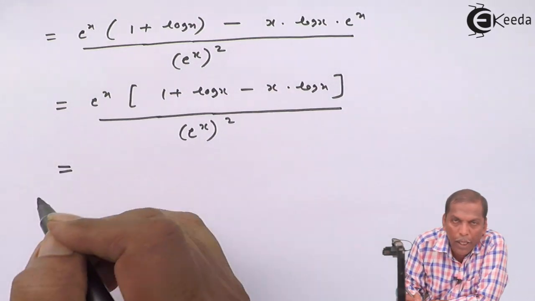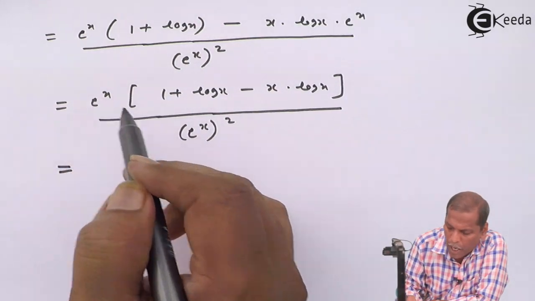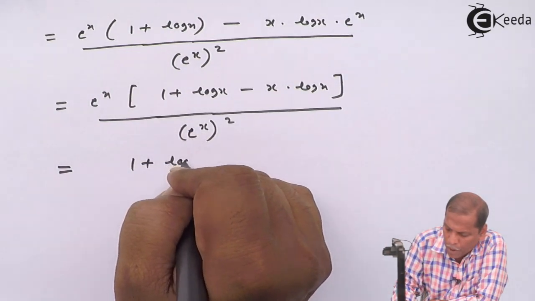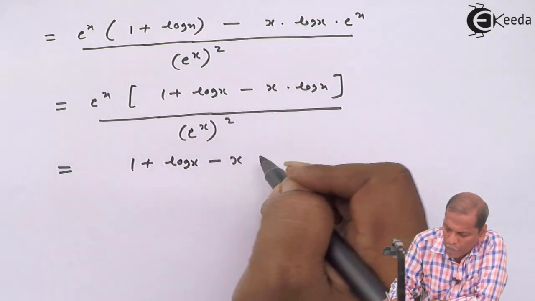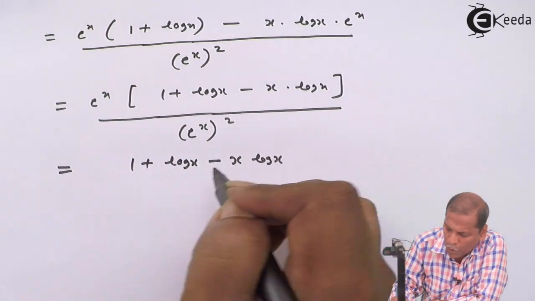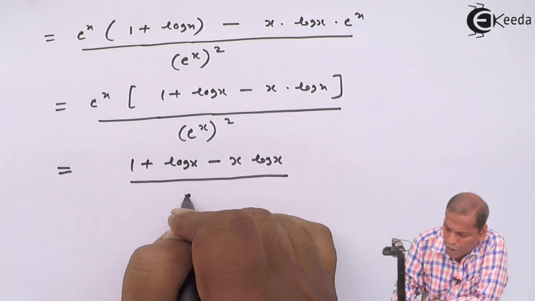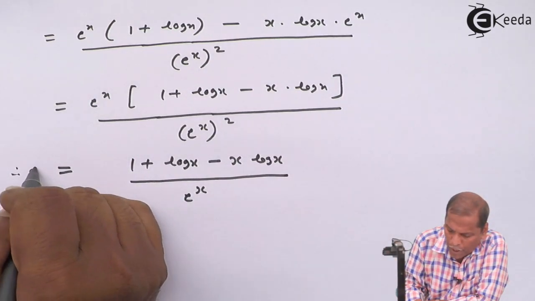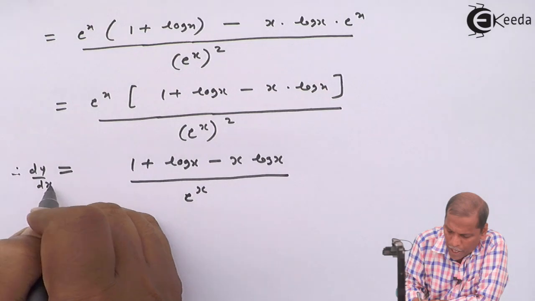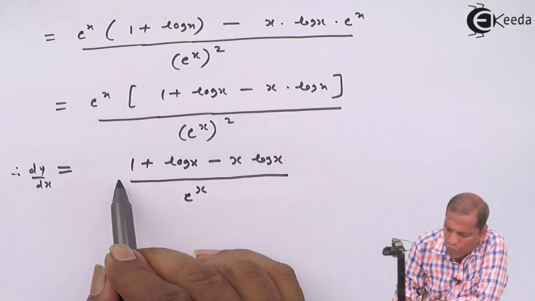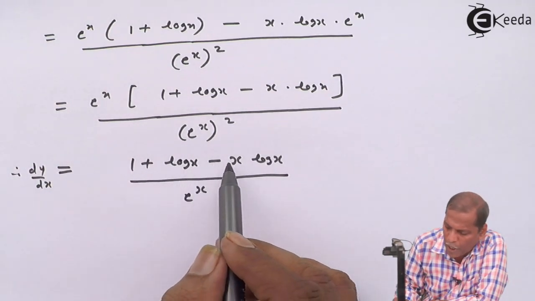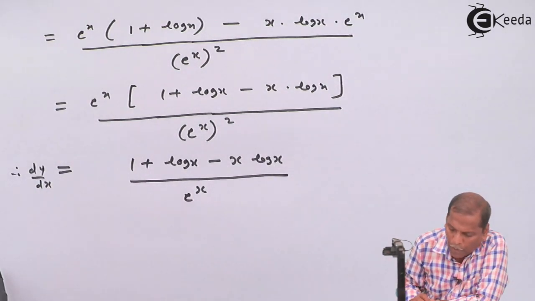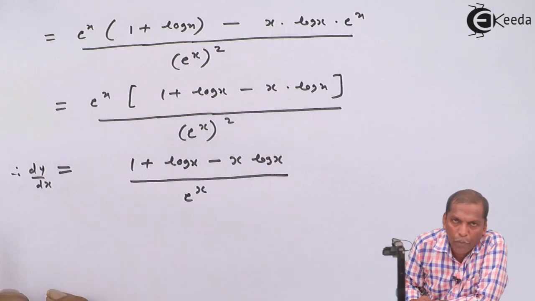Now we cancel e raised x from numerator and denominator, so we left with 1 plus log x minus x into log x whole thing divided by e raised x. So in this way we get dy by dx is equal to 1 plus log x minus x log x upon e raised x. So this is the required solution for the given problem.